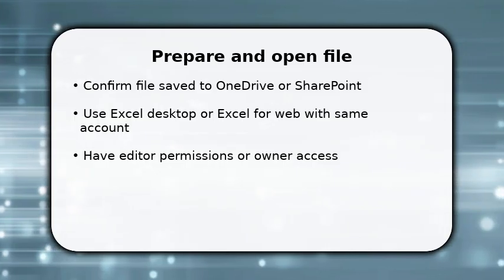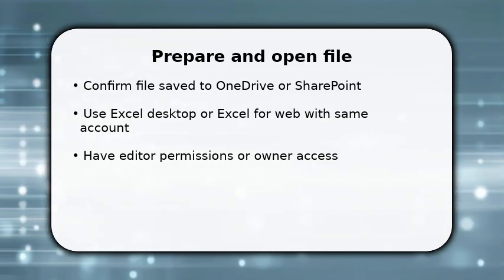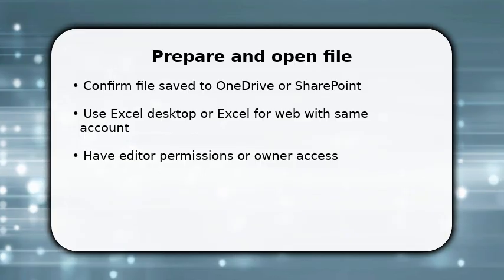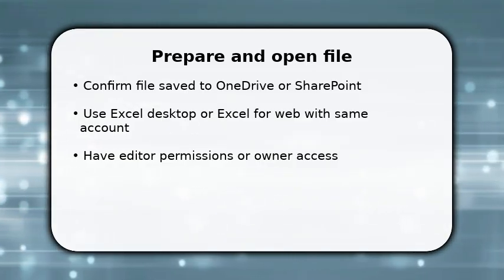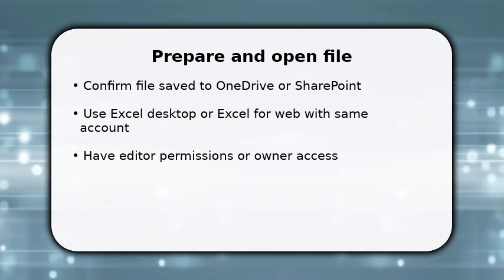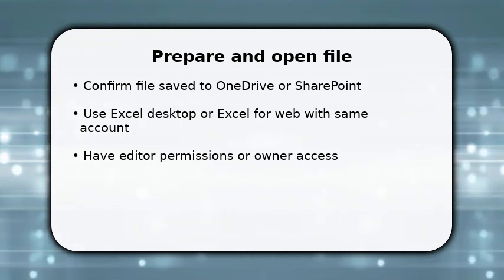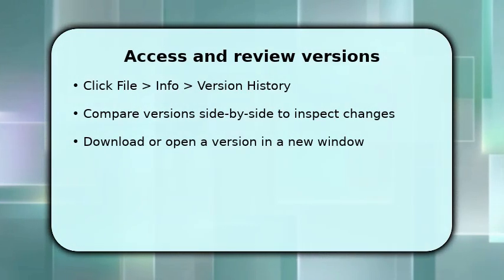If Excel prompts to open the cloud copy, accept it. This ensures you're viewing the server-hosted file where history is stored rather than a local duplicate. Now, go to File, choose Info, and click Version History. In Excel for Web, use the File Name menu and select Version History.